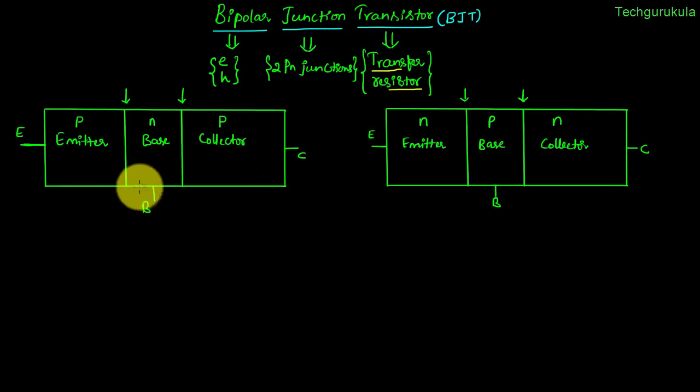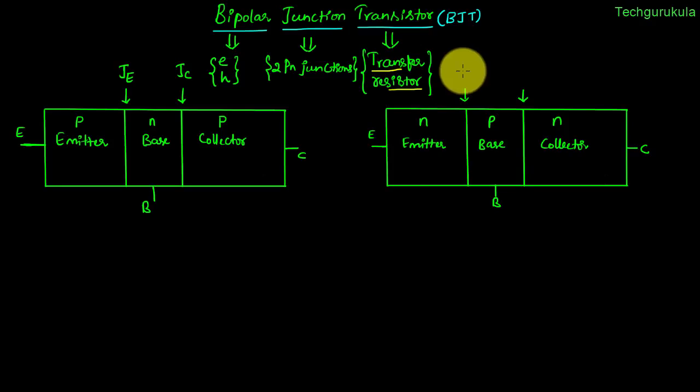And similarly here, as we have two PN junctions, one between emitter and base and the other between collector and base, we call this junction JE, representing the emitter junction, and this one the collector junction. And of course the base is common for both, so we are not explicitly specifying it here.